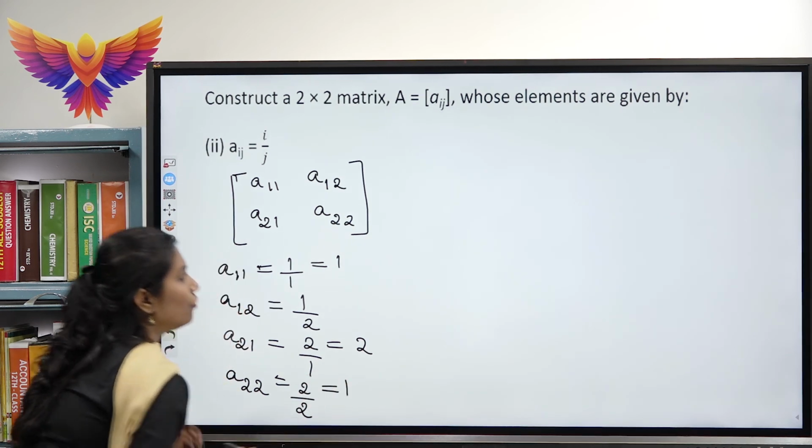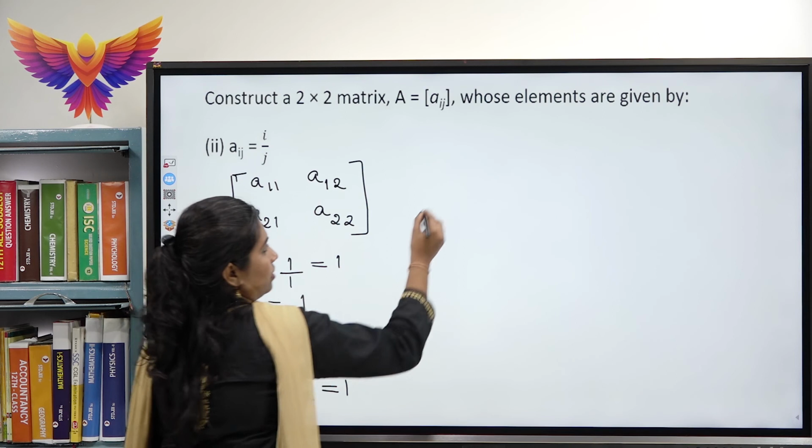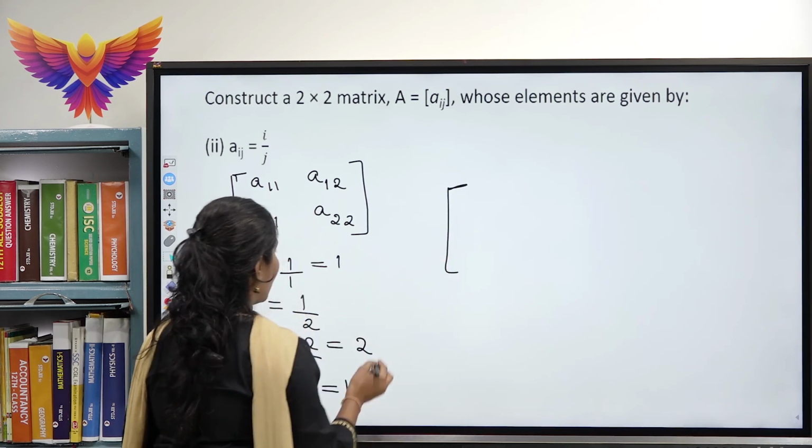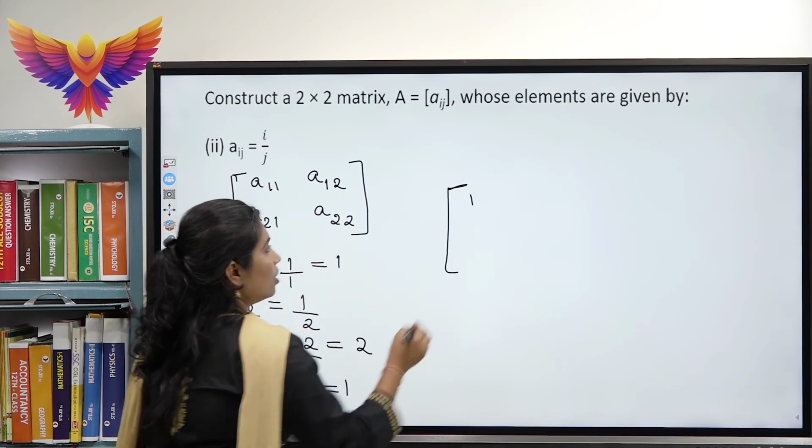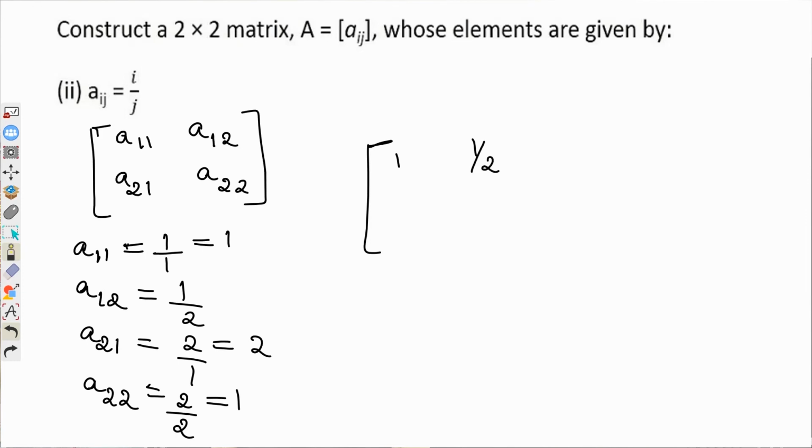So finally, I can write the required matrix as 1, the first element, 1 by 2, the second element of the first row, and 2, and the second element of the second row will be 1 again, which is a 2 cross 2 matrix.